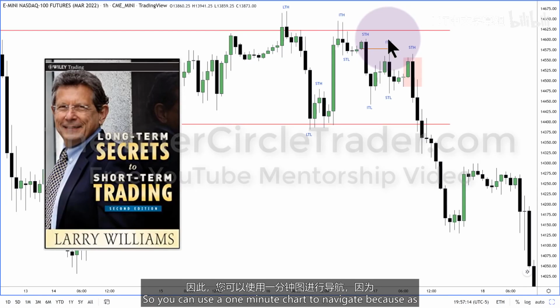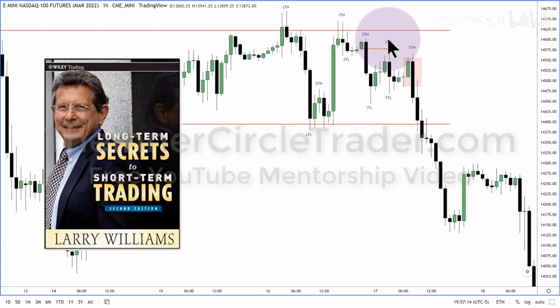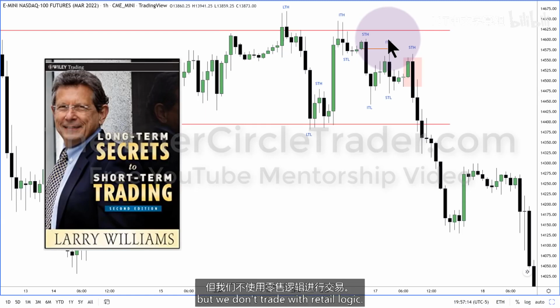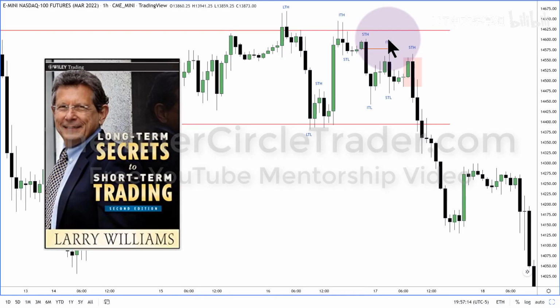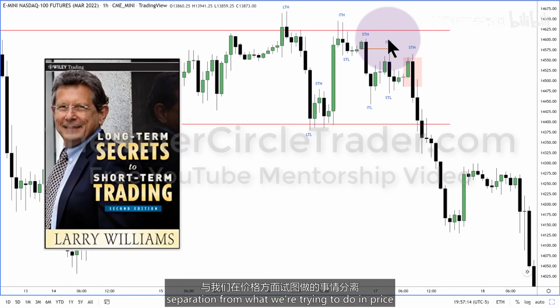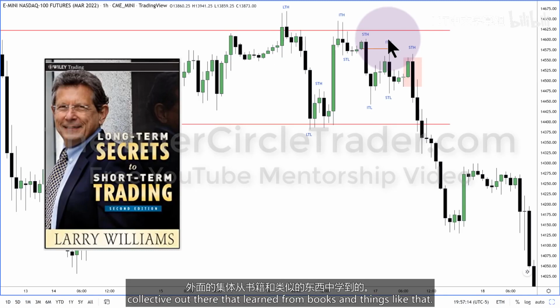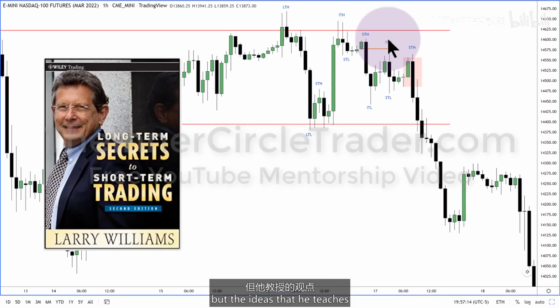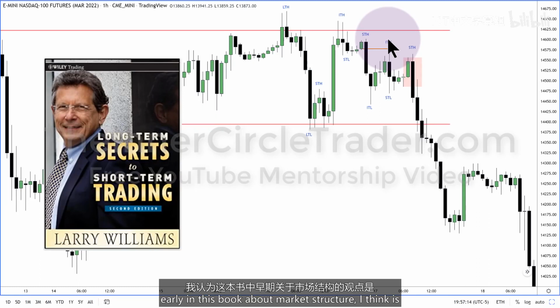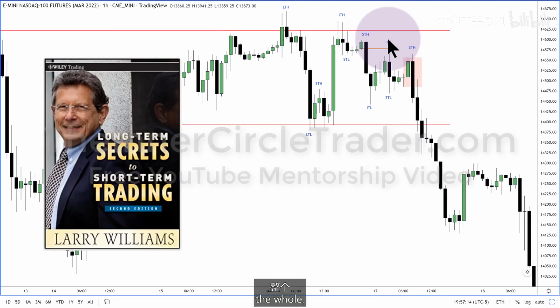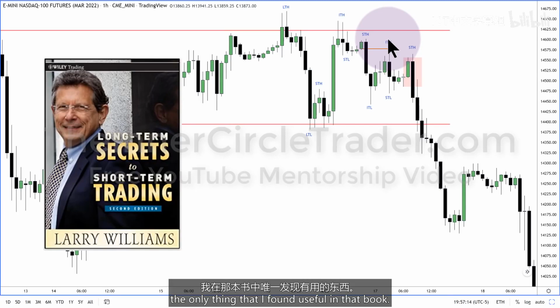So you can use a 1 minute chart to navigate, because as a smaller retail trader, which is who we all are, but we don't trade with retail logic. There's a separation from what we're trying to do in price versus the collective out there that learns from books and things like that. Now, that may sound like an oxymoron because I'm pointing to a book right here on the screen, but the ideas that he teaches early in this book about market structure, I think is the only thing that I found useful in that book.